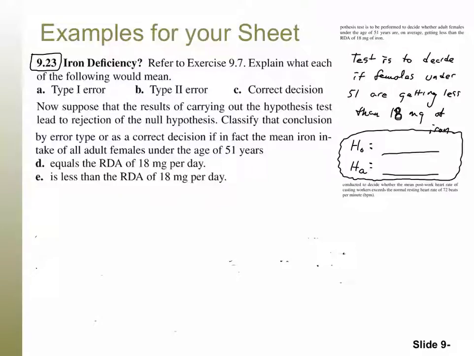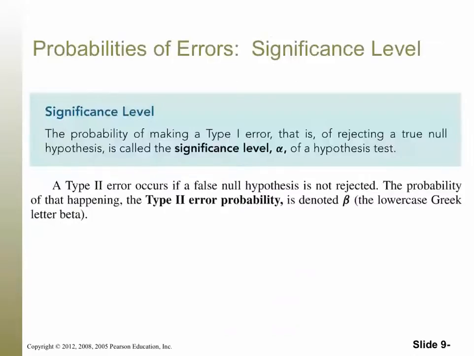Last chance. Okay, we're going to press on. So let's talk about significance level. The probability of making a type 1 error, that is of rejecting the true null hypothesis, is called the significance level. And we've seen this alpha before, and now we're going to see what it means, right? We've been dealing with this symbol alpha, Z alpha. Well, now we're going to see that it had to do with hypothesis testing.